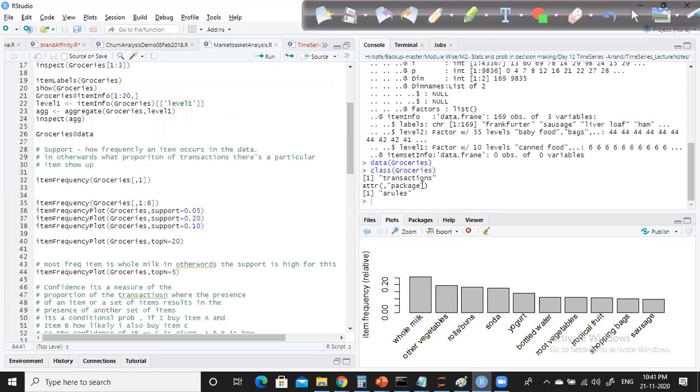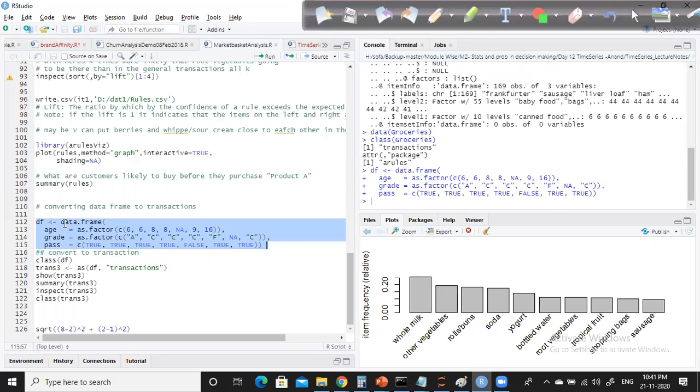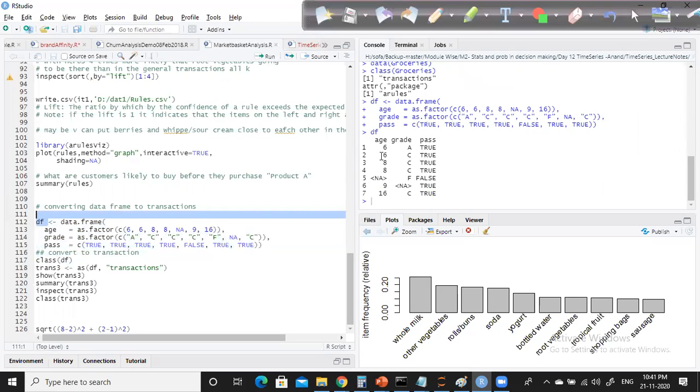So the point here is the data set you are using is supposed to be in the transactions type. It should not be a data frame. Now the question is, in a real-time scenario, we are getting the data in an Excel sheet. How can I convert it to transactions? There is a function, a method, called as. The simple way is, that's why I use a simple data set. Okay, here I created one data frame. If I query this data frame, it is a data frame type, right?